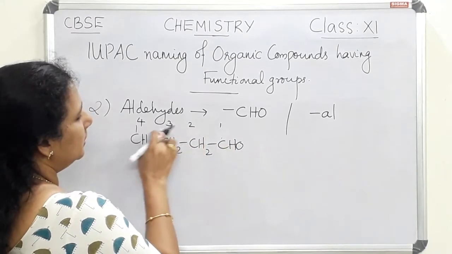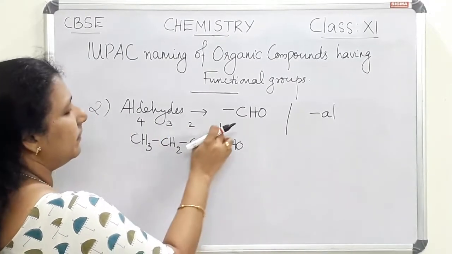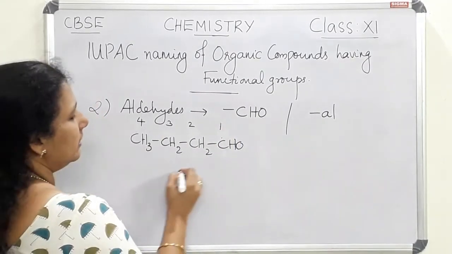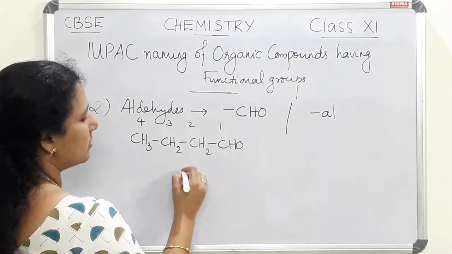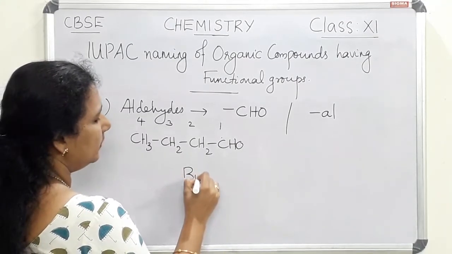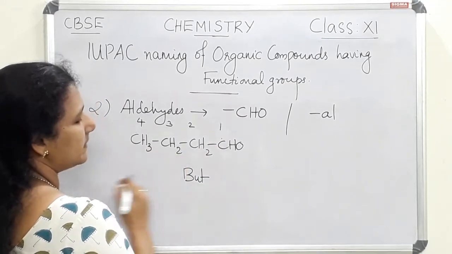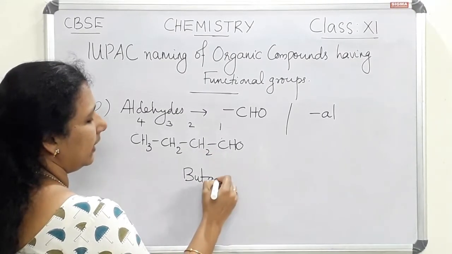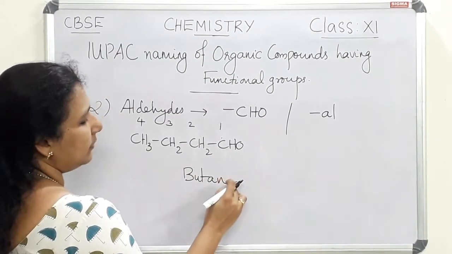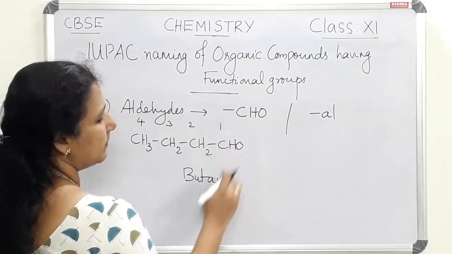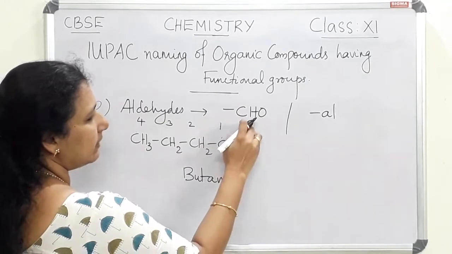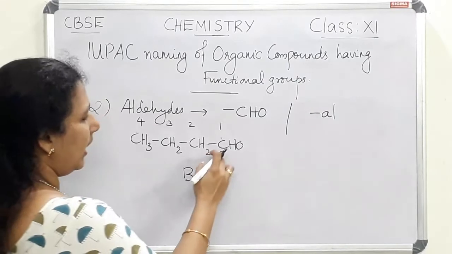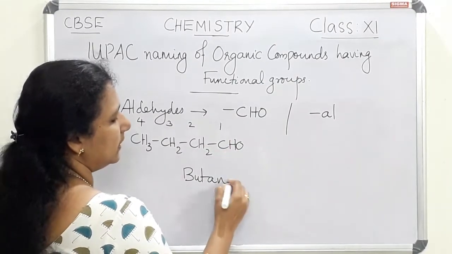So the numbering should be from right to left. That is the correct way of numbering. So let us name this compound. There is no prefix, so we can start with the word root. Here 4 carbon atoms are there and it starts with but. Then there is a single bond, so butane, and we have to add the secondary suffix. The primary suffix is -an and the secondary suffix is for the aldehyde group, which ends with -al, and the position of the functional group is the first position.